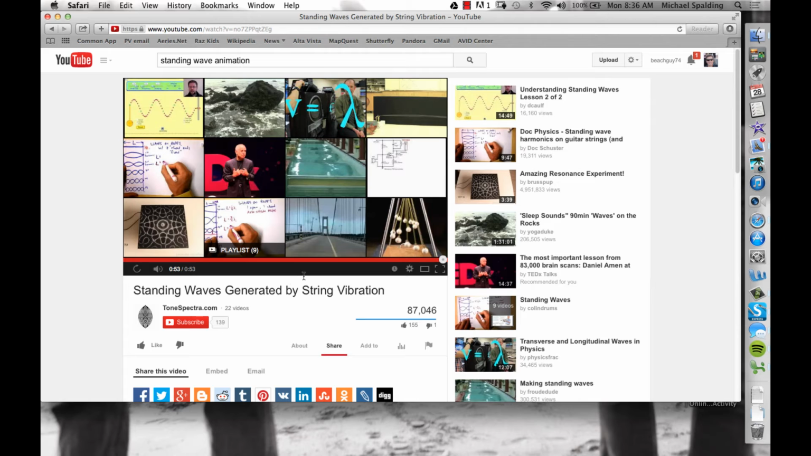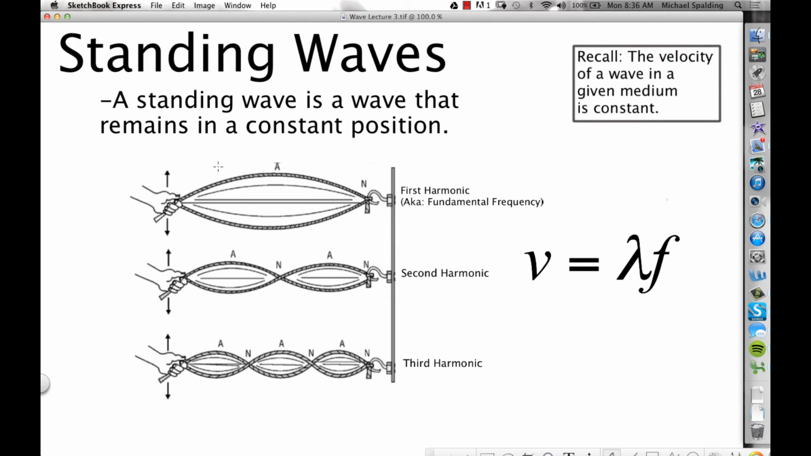Okay, so let's look at my lecture. A standing wave is a wave that remains in a constant position. The shape of the standing wave depends upon the frequency. Here we've got this guy's hand going up and down, up and down, creating this wave. First off, I want to show you how to figure out the wavelength of these standing waves.